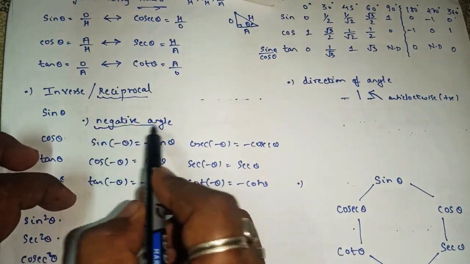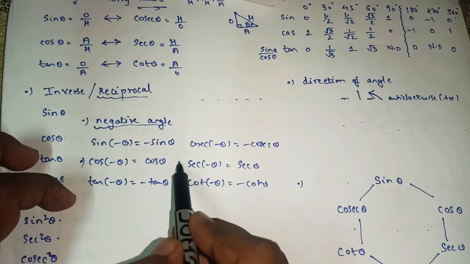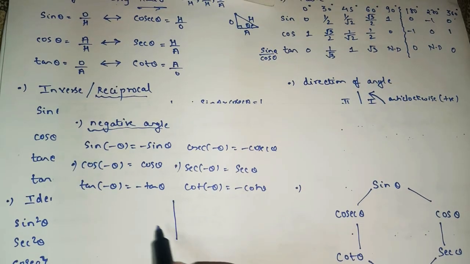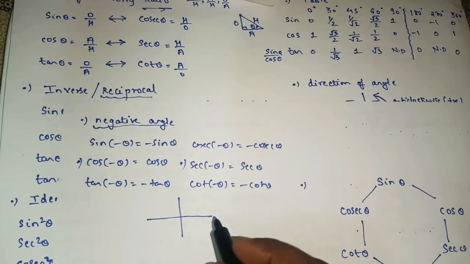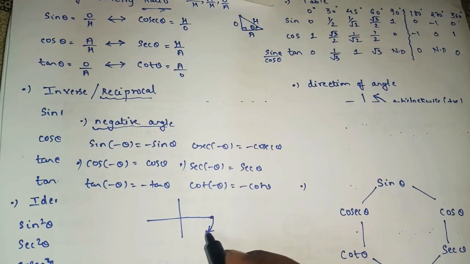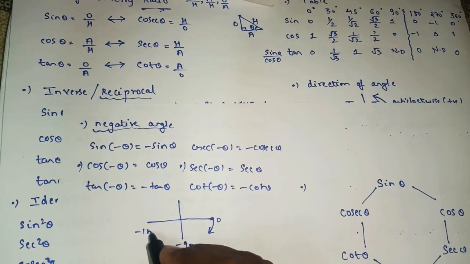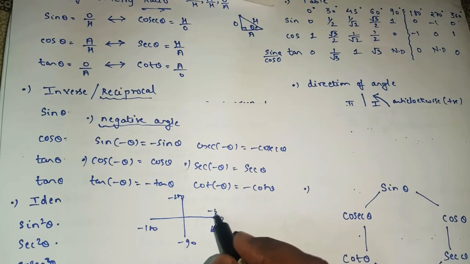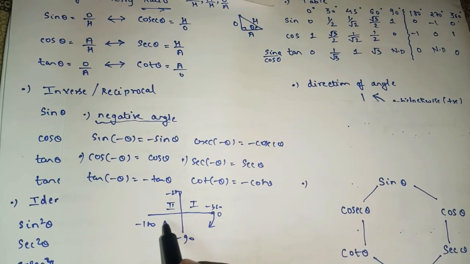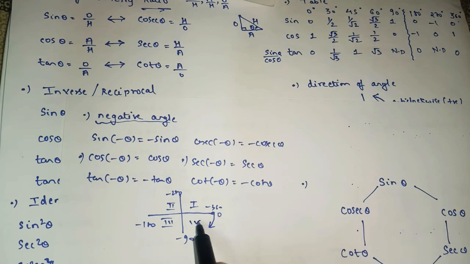For the negative angles here clearly we can see that cos and sec are positive and the answer for the rest is negative. Why so? Because negative angles start from here. So in the anti-clockwise direction, in the clockwise direction, we know that the angles are negative. So here it will be 0, minus 90, minus 180, minus 270, minus 360. Yes or no? Okay. So this is the first quadrant, this is the second quadrant, this is the third quadrant, and this is the fourth quadrant.